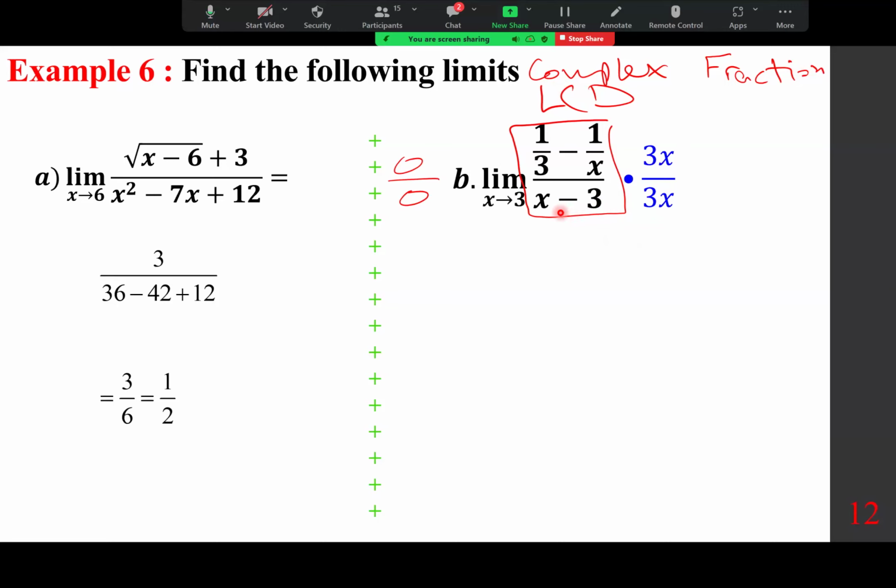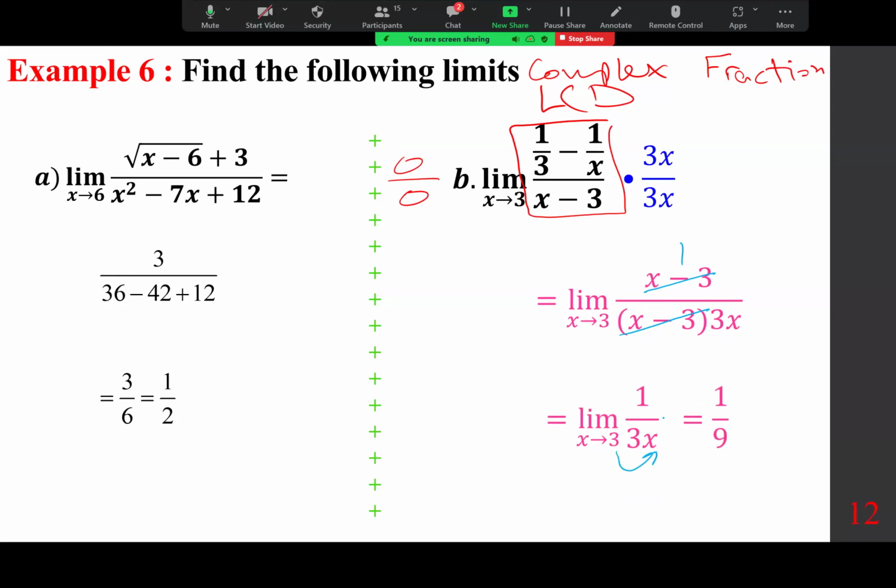Again, what happens to the denominator? Nothing. You keep it as a product because x approaching 3 makes this 0 and you're hoping to get rid of it. If you apply the 3x to 1/3, you get x, and to this one, you get 3. So x minus 3. You simplify by getting rid of x minus 3. You plug in number 3, and the final answer is 1 over 9.